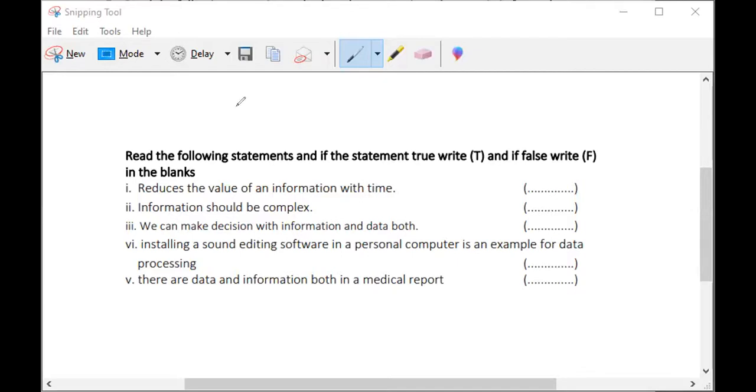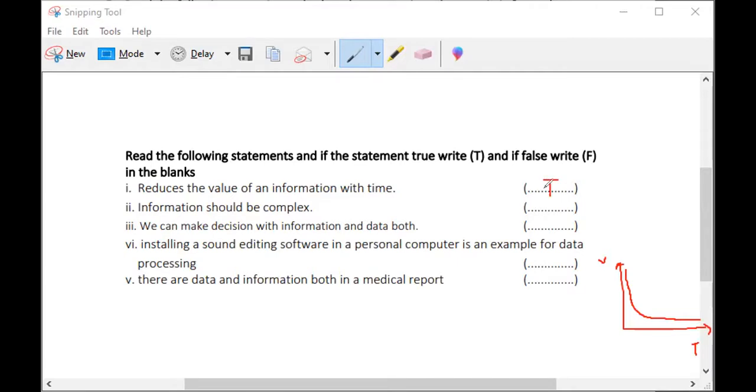First one, reduces the value of information with time. If I show you a graph, it's like this. If you put value here and time here, at the receiving time of the information, value is very high. With time, it is reducing. Your graph looks like this. So at the moment you get the information, it has the highest value. With time, it is reducing. So it reduces the value of information with time. That is true.